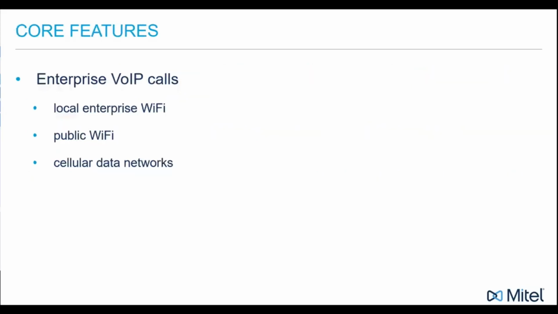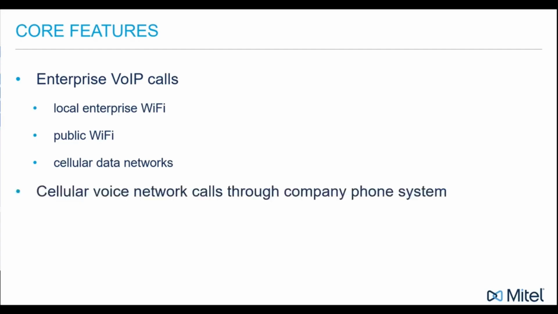in this training. The Mitel Connect for Mobile client supports enterprise voice over IP calls over Wi-Fi and cellular data networks. This means you can use the Mitel Connect for Mobile client to dial your coworkers' extension numbers from anywhere. And then you can reach your mobile device by dialing your work extension as well. Cellular voice calls made using the client will be sent through your company's phone system, and the call recipient will see your corporate phone number as the caller ID instead of your personal mobile device phone number.